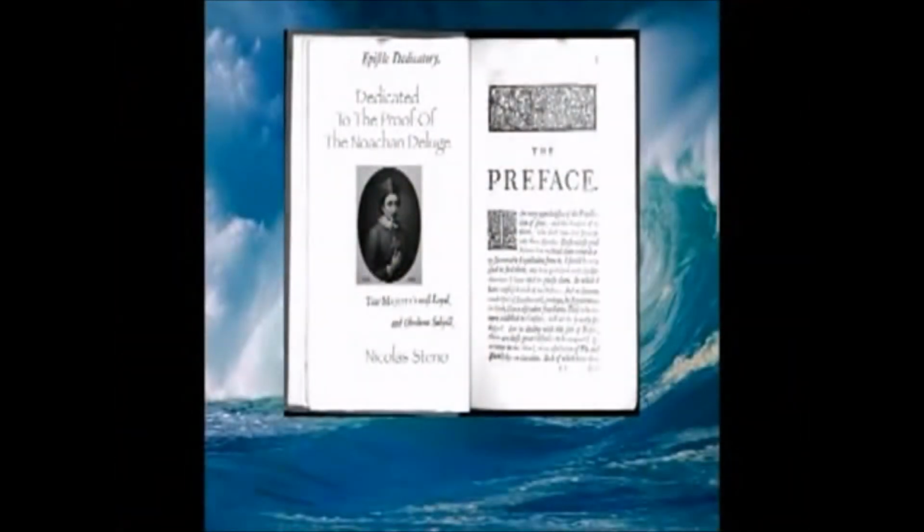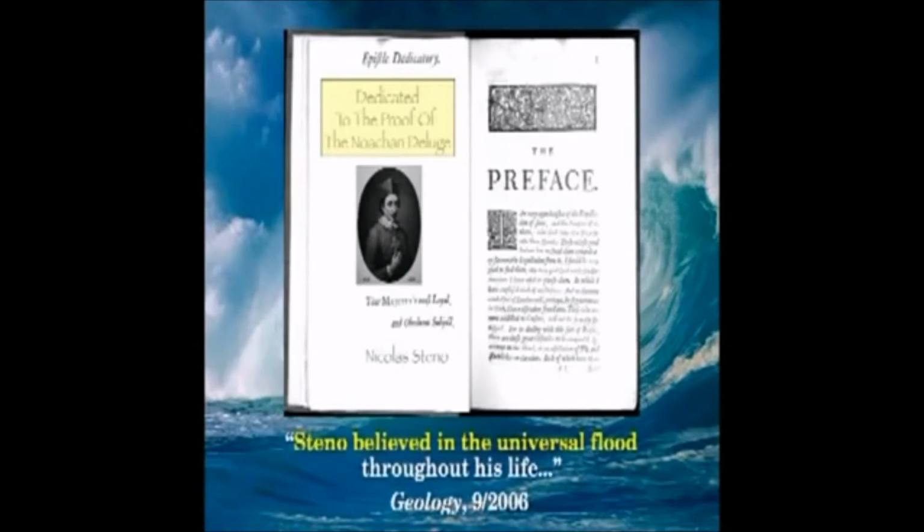His book was on display in Cambridge, where I was doing work at Trinity College, and this is a picture of that book. In the flyleaf it states it's dedicated to the proof of the Noachian deluge. This is where he was coming from. In fact, it was revealed last year in geology that Steno believed in a universal flood throughout his life.